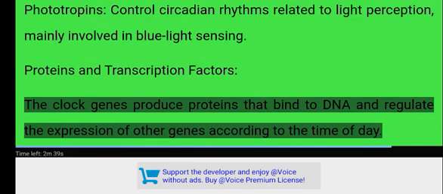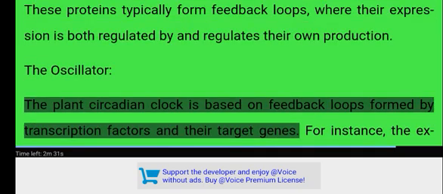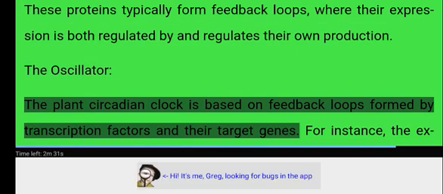The clock genes produce proteins that bind to DNA and regulate the expression of other genes according to the time of day. These proteins typically form feedback loops, where their expression is both regulated by and regulates their own production. The oscillator. The plant circadian clock is based on feedback loops formed by transcription factors and their target genes.